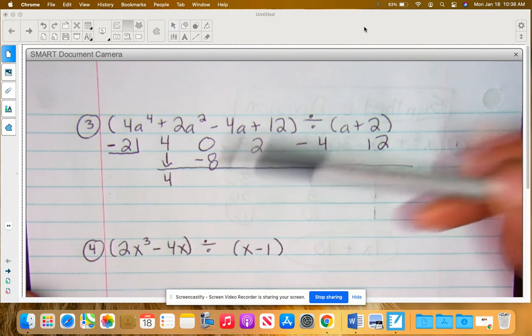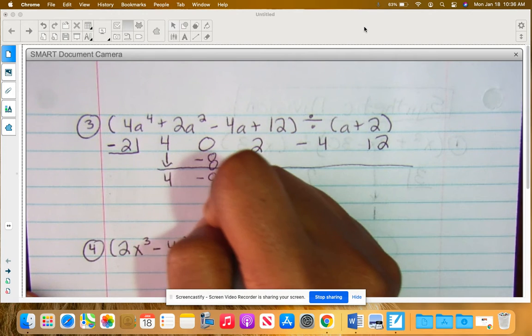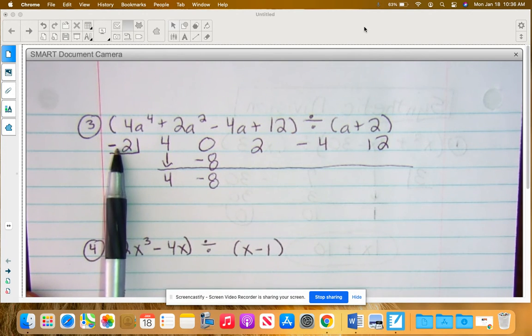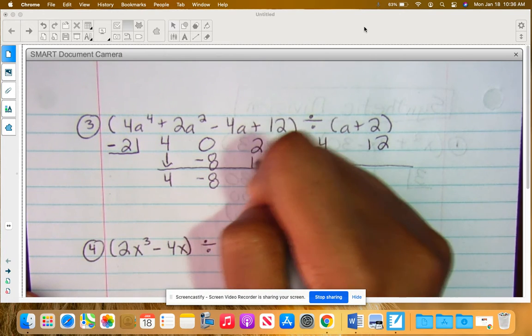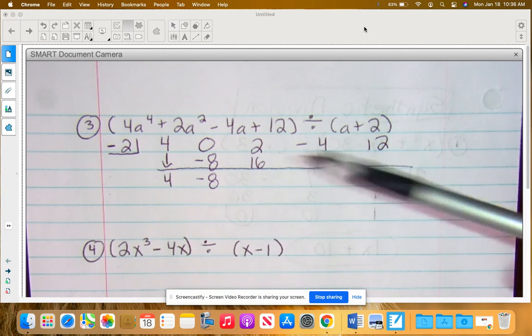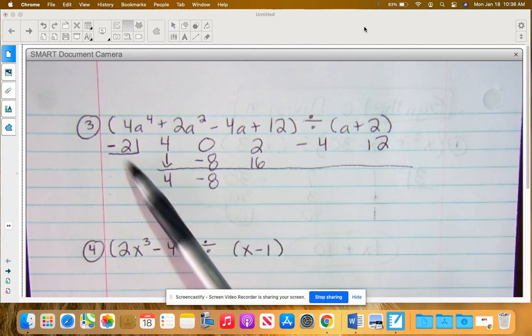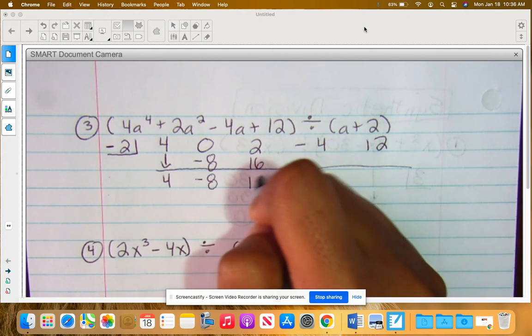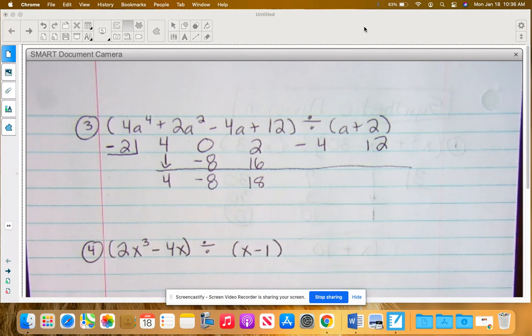Add 0 plus negative 8 is negative 8. Repeat. Negative 8 times negative 2 is a positive 16. You write that in the next column, so make sure you're writing underneath. So negative 8 times negative 2 is 16. Add, that gives us 18. Repeat the pattern.